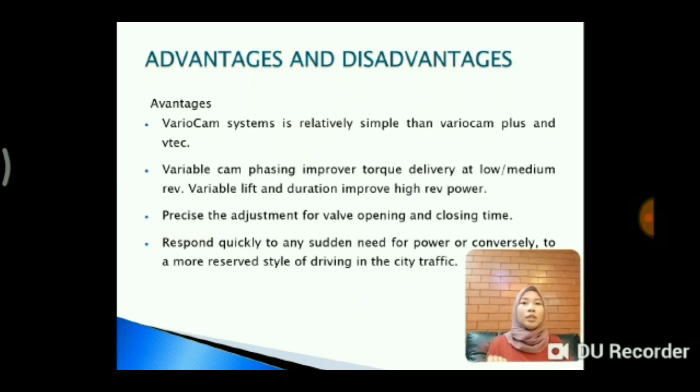The second advantage is that variable cam phasing improves torque delivered at low or medium revolutions. Variable lift and duration improve power at high revolutions. The third advantage is precise adjustment of the valve opening and closing time. And the last advantage is that it responds quickly to any sudden need for power, as opposed to a more reserved style of driving in city traffic. That's all.